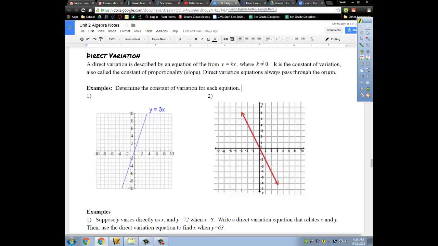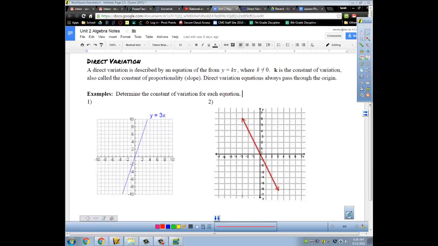So numbers 1 and 2 say determine the constant of variation for each equation. The constant of variation is just the slope. It can also be the k in the equation, so whatever number is in front of your x in the equation. So for number 1, my equation is already written for me. If I look at this, my constant of variation is the number in front of the x, 3. So I know that it's going to be 3.